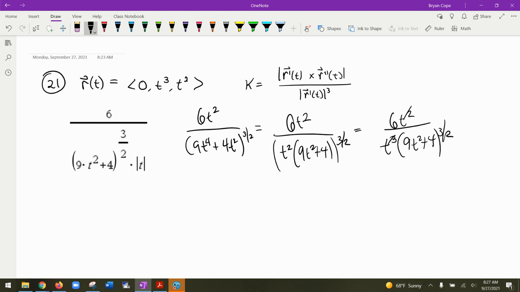Okay, the absolute value comes in there because of the raising t to the 3 halves. We need to have a positive t value there. So, okay, so the formulas match. Good. All right, 23.